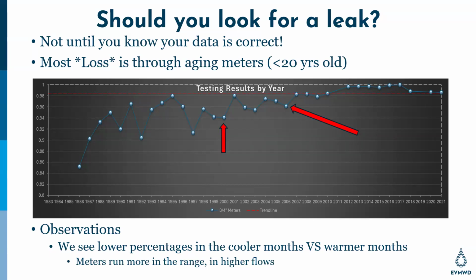Now, don't get me wrong, we have a very aggressive leak repair program here. Generally, most leaks do not go more than 24 hours at this district. So if we see water surfacing, staff is out there making those repairs ASAP. So we don't have a lot of time where leaks are running for a long period of time. Does that mean we don't have any unknown leaks? No, but we want to make sure our data is correct first. So we think most of our loss is through aging meters, not so much leaking into the ground.